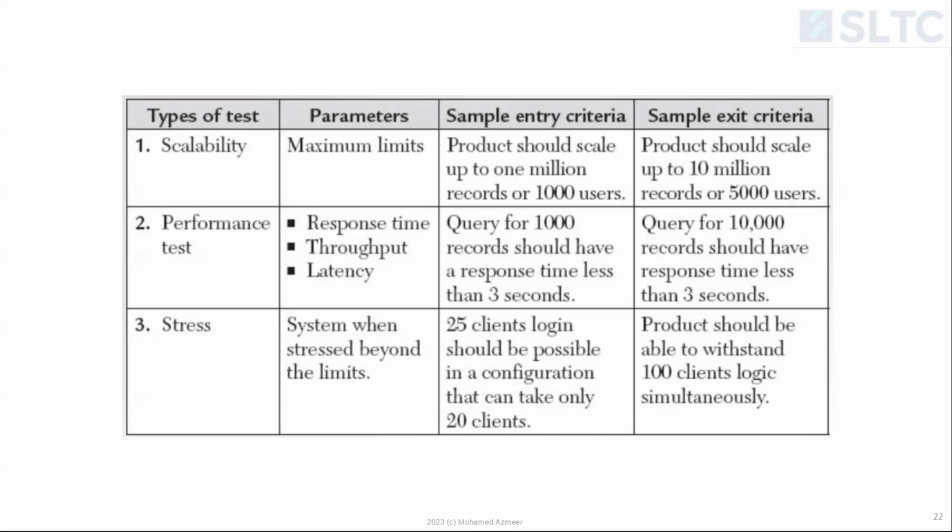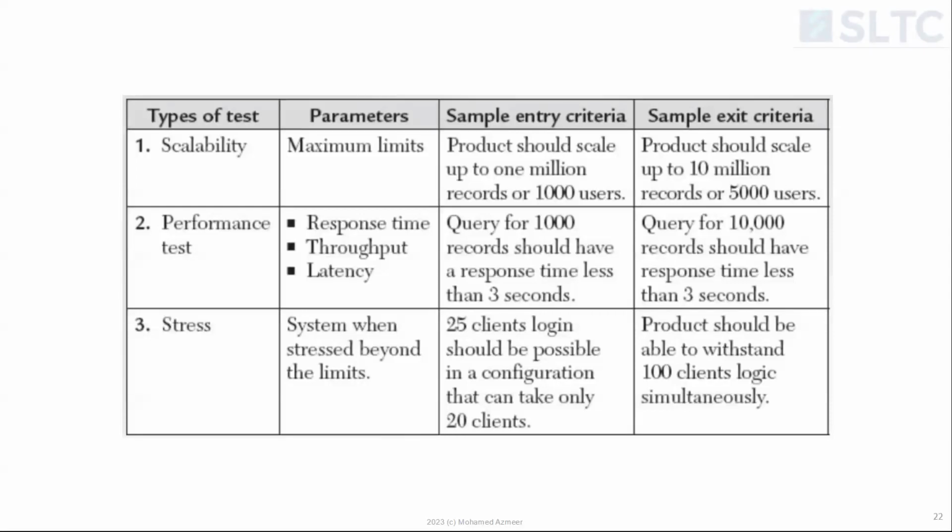Query for 1,000 records should have a response time less than 3 seconds. That can be one entry criteria. Sample exit, query for 10,000 records should have response time less than 3 seconds. You see, both are less than 3 seconds. First one, if we can run 1,000, we are okay. But maximum, we need 10,000 records.